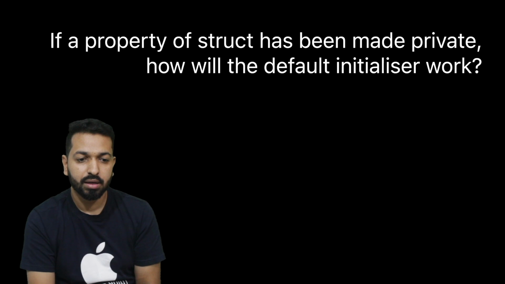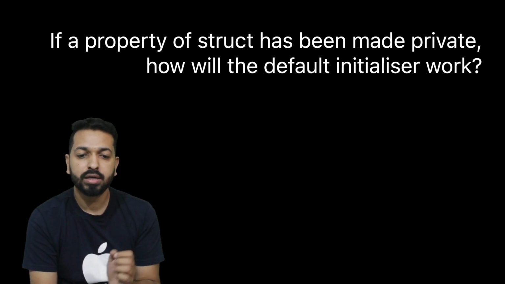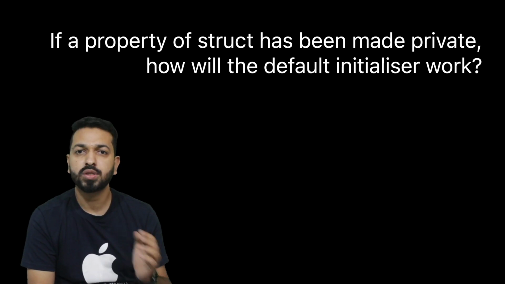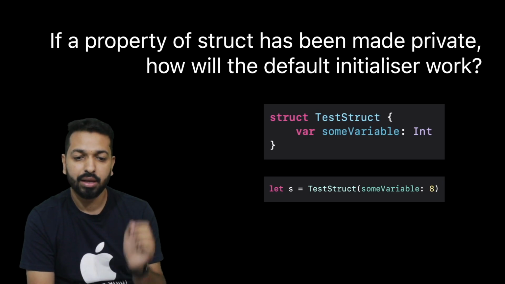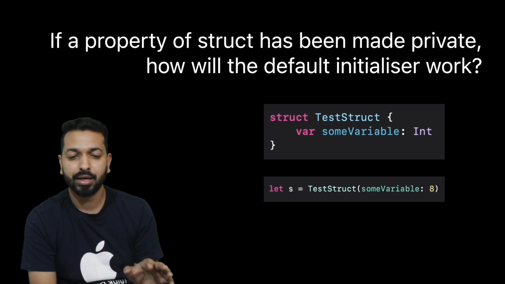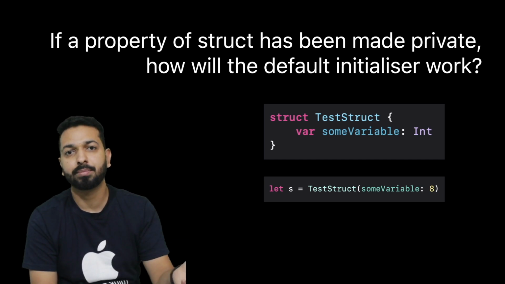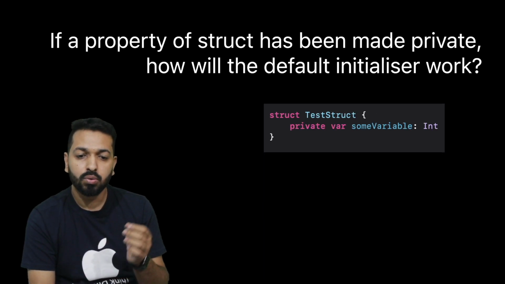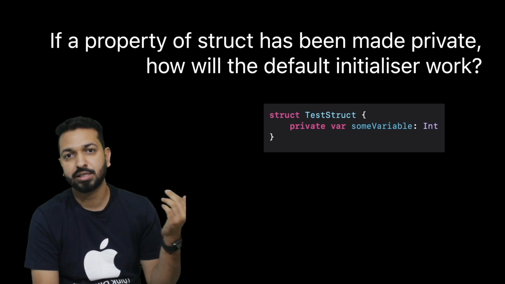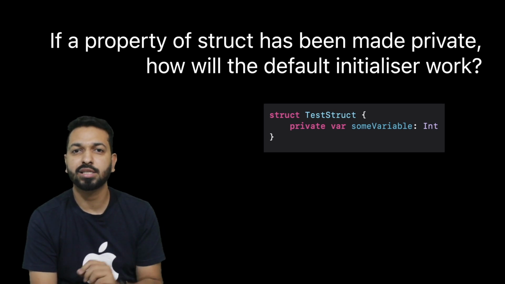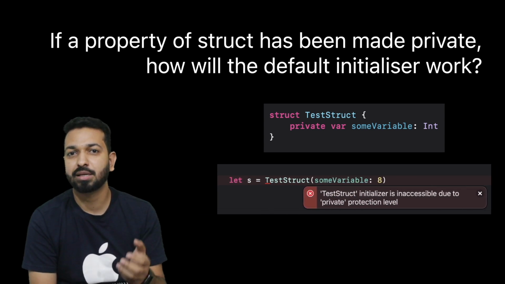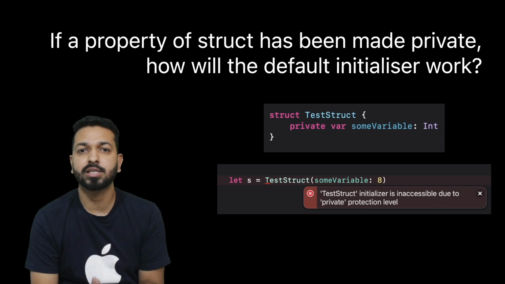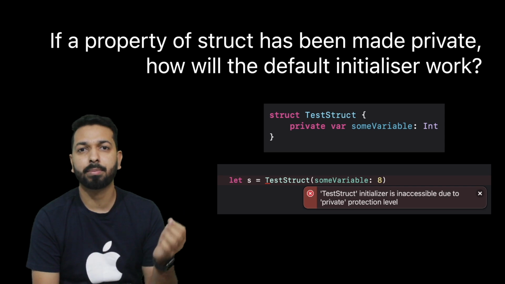Now there's a follow-up question for this: if a property of a struct has been made private, how will the default initializer or the member-wise initializer work? So we saw that an initializer was not needed in case of struct, but how about making the property private? For example, here in this test struct, we do not have any private property, and hence we can directly use the initializer that is provided by struct. Now if I make this some variable private, that is, if I change its access level to private, and then try accessing the default initializer, what will happen? You can pause the video for a while and give it a thought. So we will get an error if the property is private and we do not have any explicit initializer mentioned. So in this case, we will have to write an initializer and deal with the initialization of whatever private property we have declared.